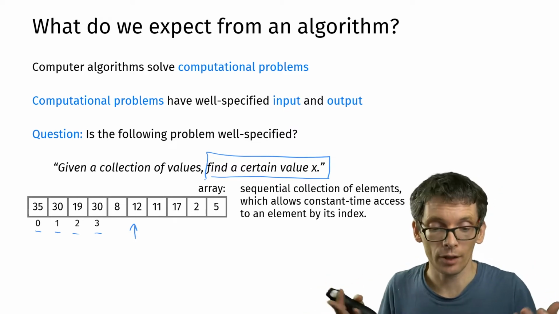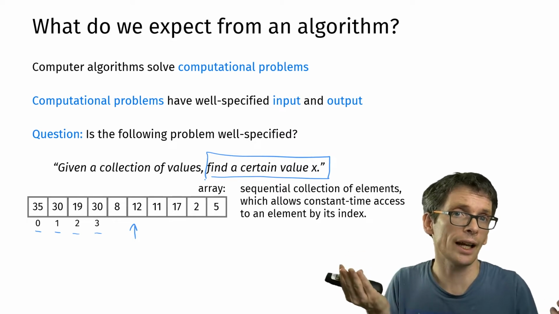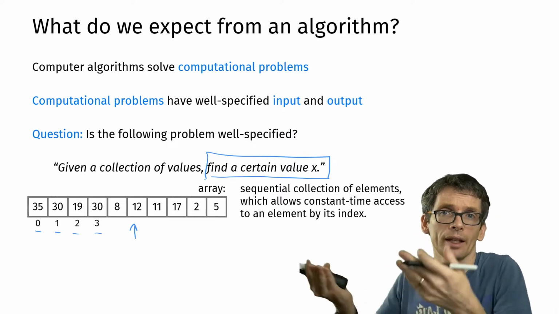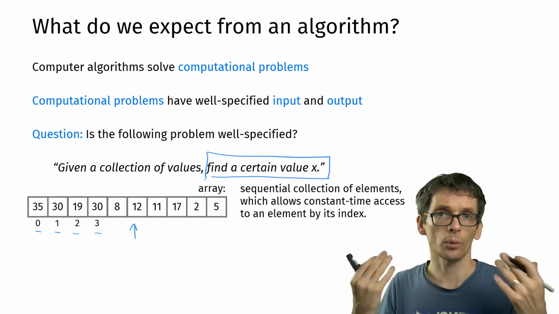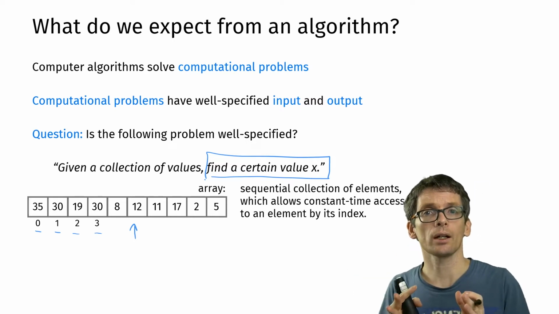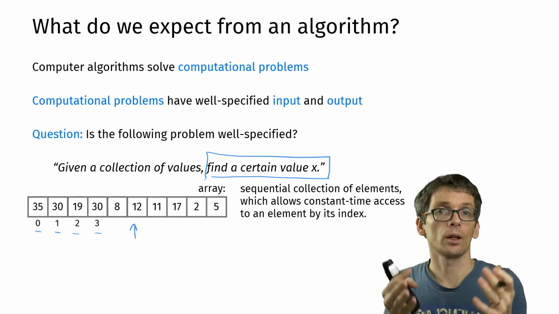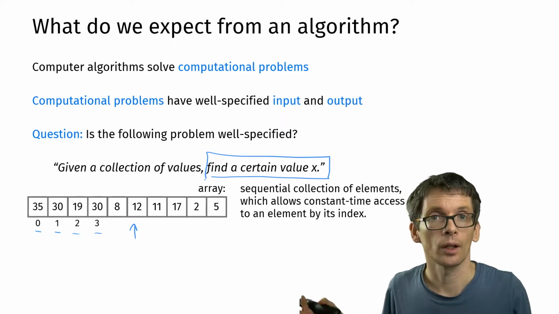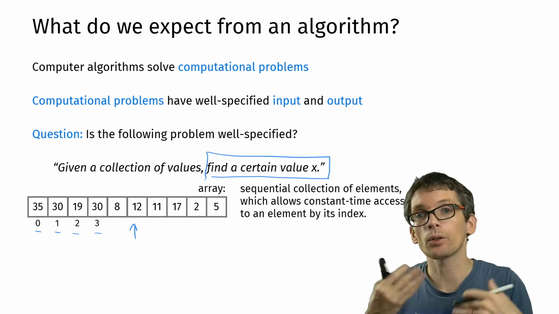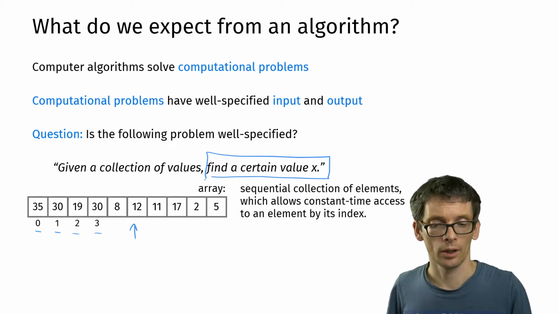Does it return anything? Does it return x? Returning x is not very useful because we already inputted x. I mean, that can't really have been what we were looking for. What we really want to know is where is x in the collection? Or first of all, actually, whether x is in the collection. And then if x is not in the collection, we also need to return something.